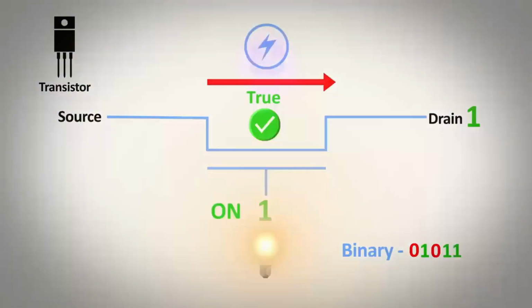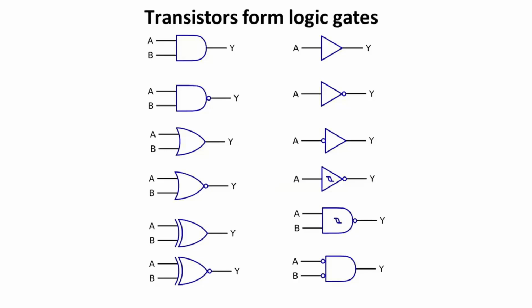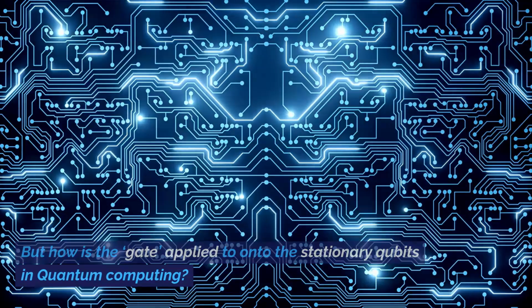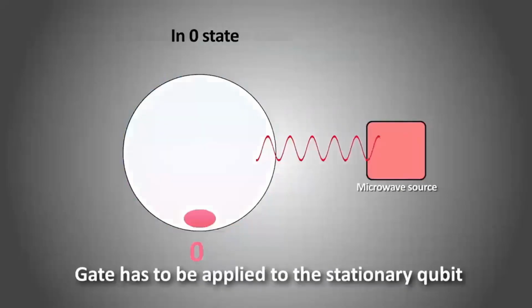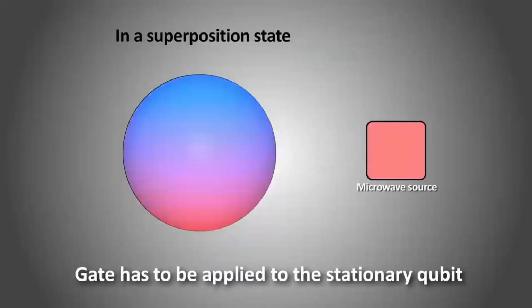A gate is a basic electronic circuit that performs a logical operation on 1 or 2 input bits and produces 1 output bit. But how is the gate applied onto the stationary qubits in quantum computing? Well, this is done using photons, in particular using microwave pulses. But the exact detail depends on the design of a specific chip.